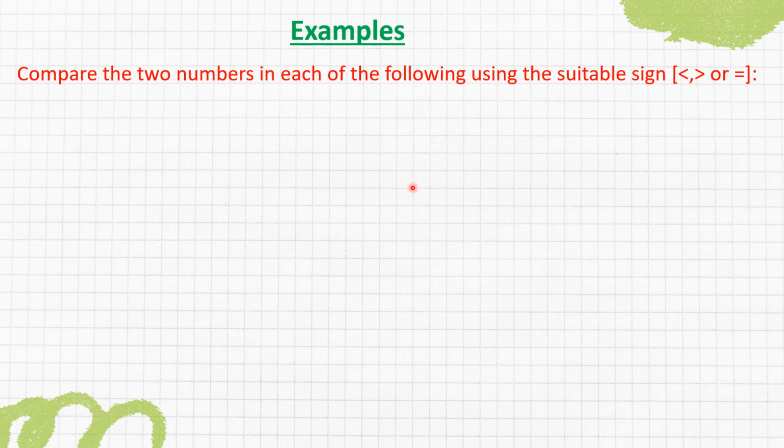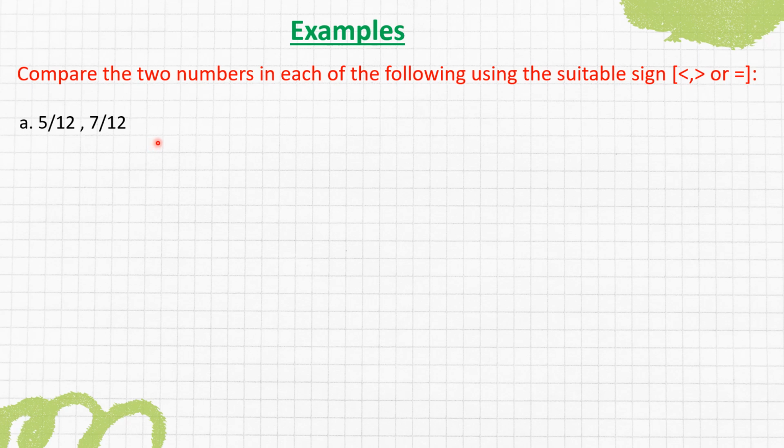And now we will have an example. Compare the two numbers in each of the following using the suitable sign: less than, greater than, or equal. Let's start. 7 over 12 and 5 over 12.